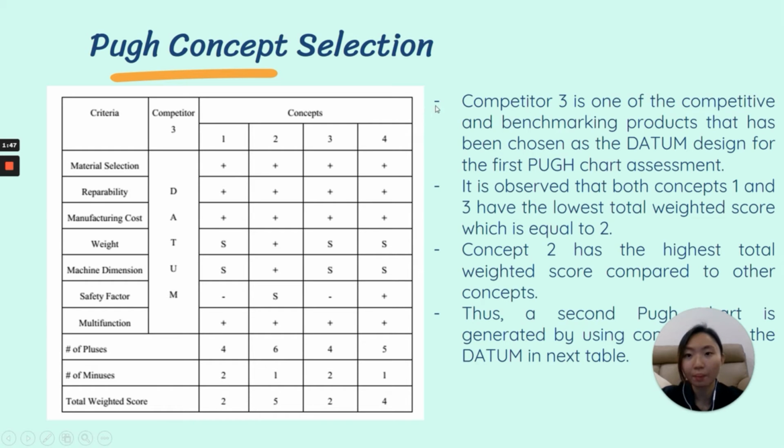This table shows the part concept selection. Competitor 3 is one of the competitive and benchmarking products that has been chosen as the datum design for the first part chart assessment. It is observed that both concepts 1 and 3 have the lowest weighted score, which equals 2. Concept 2 has the highest total weighted score compared to other concepts. Thus, a second part chart is generated by using concept 2 as the datum in the next table.